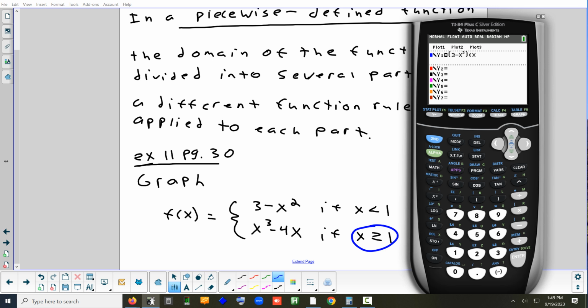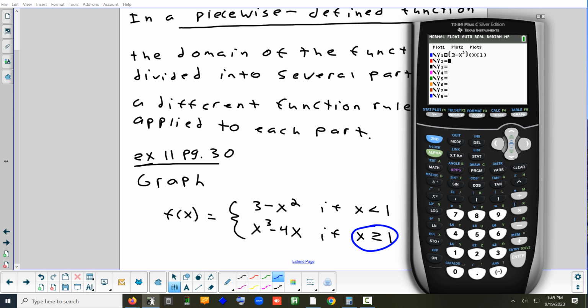Now I haven't shown you where the less than sign is. So I'm going to show you how you can find that right now. To get the less than sign, you press second, math. When you press second, math, you'll get a list of the inequalities. We want the less than sign and 1. Right, and we're going to do that again.